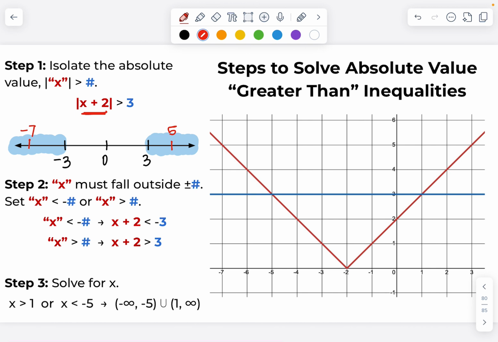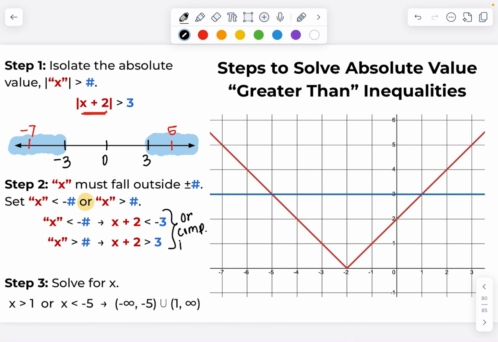So we're looking here for either existing below -3 or above 3. So we're falling outside -3 and 3. So this is going to be an or compound inequality. Oh, I meant to use my highlighter, not my pen there. So this is an or situation, okay? So one of these has to be true.